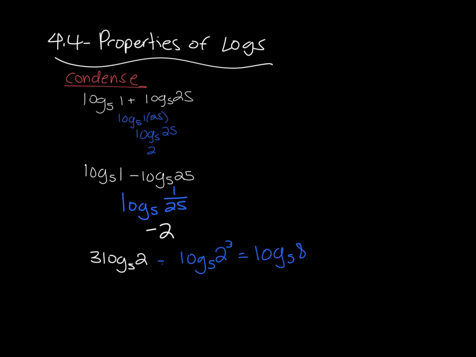Okay, Ian, you have a question? Yeah, can you explain the last one? Yeah. If there's a number on the front and you're condensing that, that number becomes the exponent. So there's just three different properties of condensing and expanding. Addition becomes multiplication, subtraction becomes division, number on the front becomes the exponent.